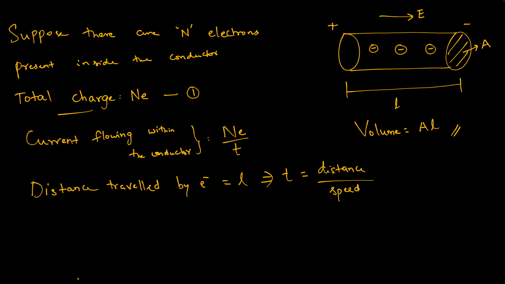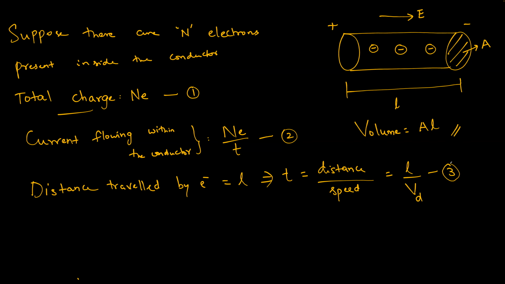So what is the distance it is traveling? L. But we know that on an average, each electron has a velocity of Vd, which is the drift velocity. So that is the average speed of each electron, right? So it is going to be Vd. Makes sense? Right. So let me call this the second equation and let me call this the third.